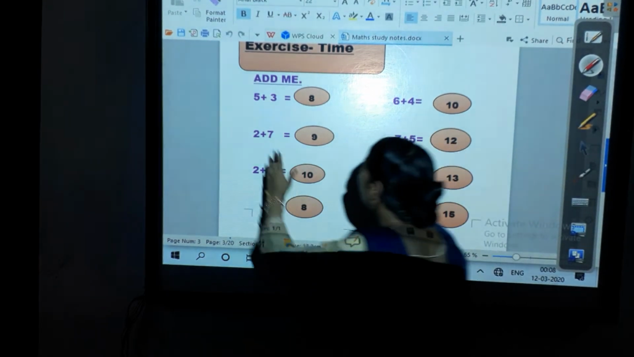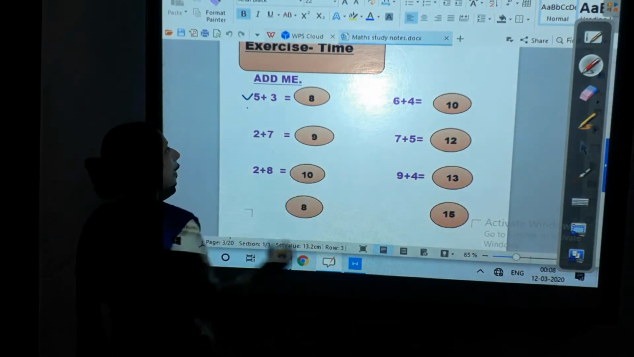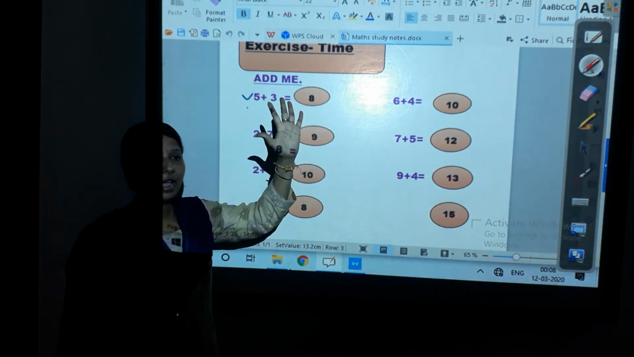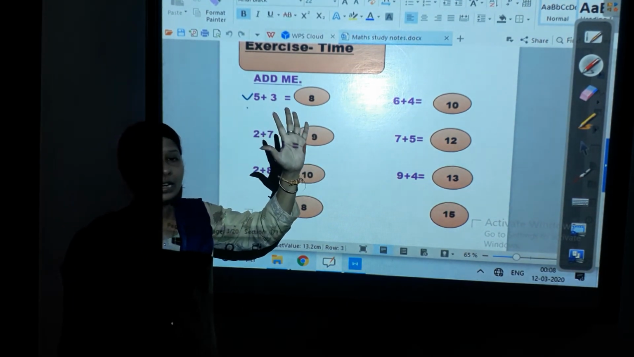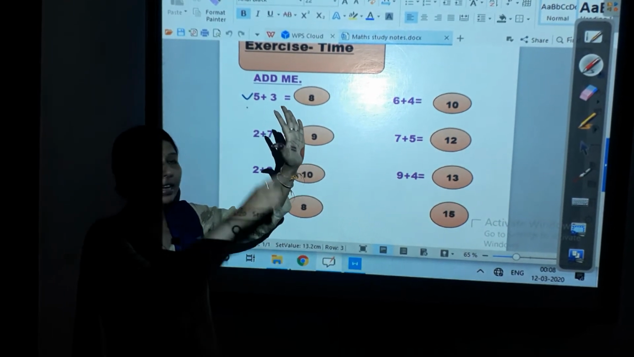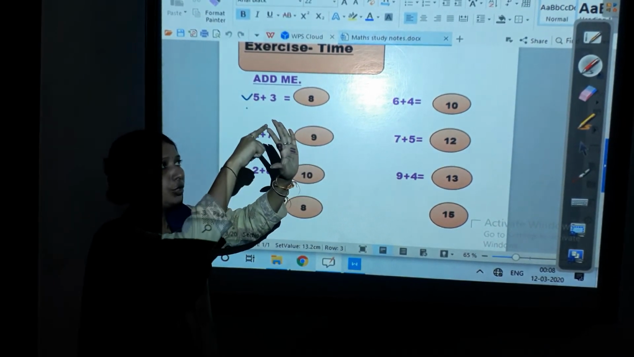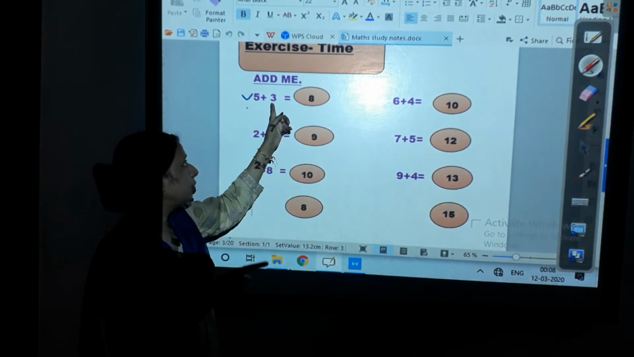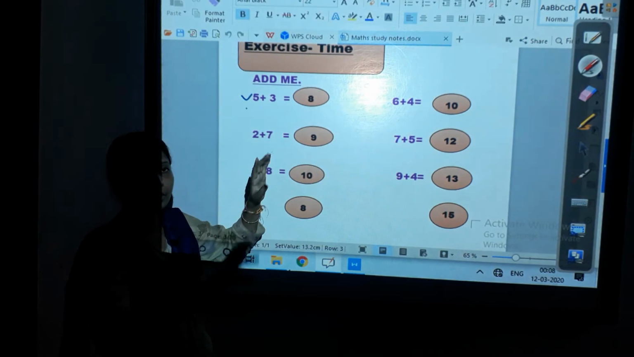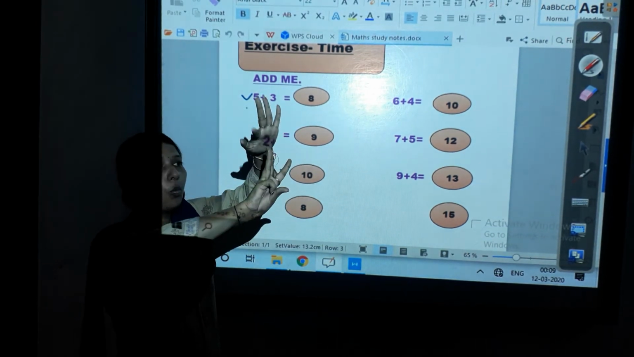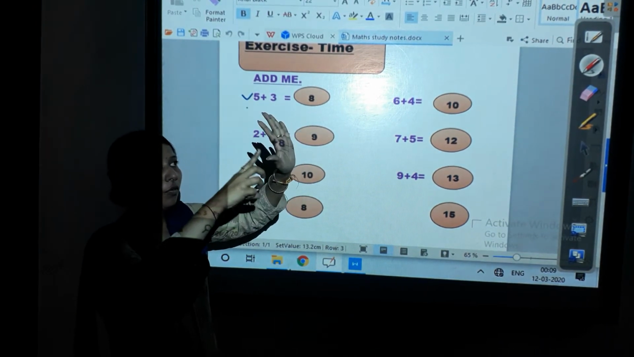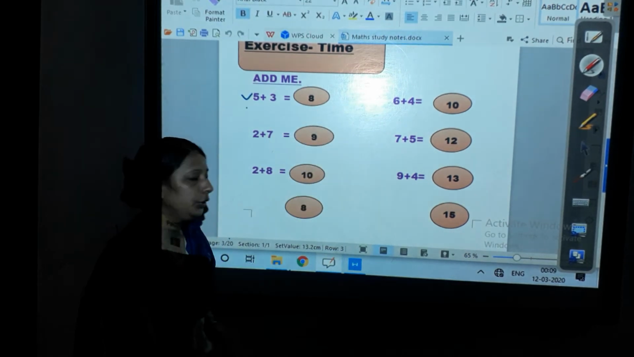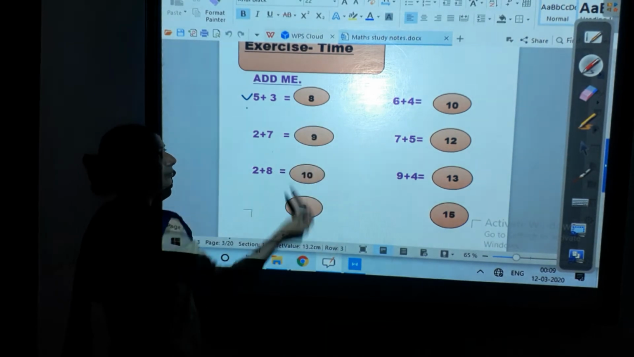Okay. So number 1 is 5 plus 3. So tell me, children, just see your hand. In your one hand, how many fingers are there? Let us count. 1, 2, 3, 4, 5. And one more number is there, that is 3. So let's count it together. 1, 2, 3, 4, 5, 6, 7 and 8. So 5 plus 3 is equal to 8.